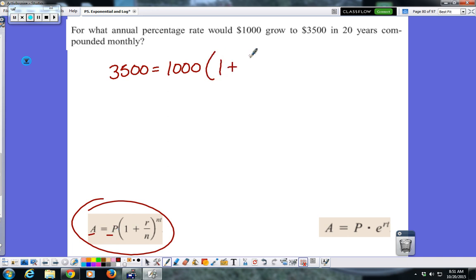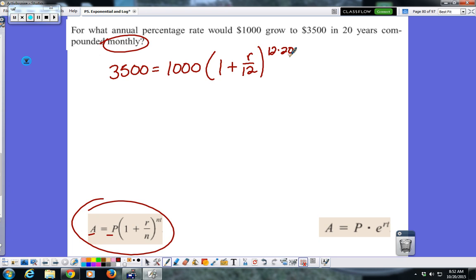Times 1 plus R over N. Trevor, what's my N on this one? Monthly, so N would be number of times each year. If it's monthly, that would be 12 times a year. There we go. Raised to the NT power, which would be 12 times 20 years.